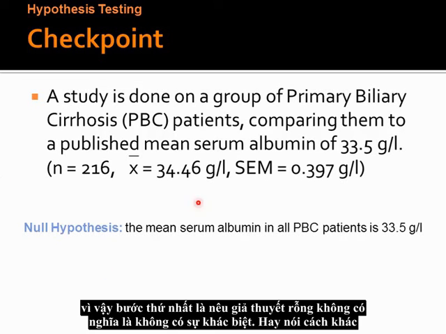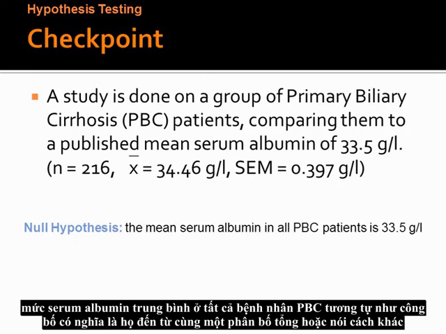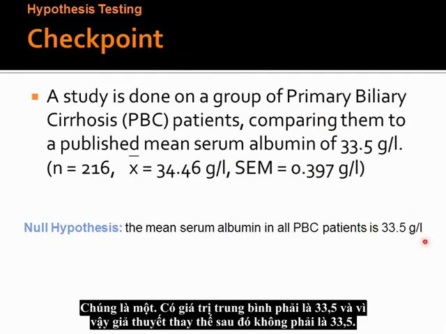Okay, so the first step was the null hypothesis. Null hypothesis means there is no difference, or in other words, the mean serum albumin in all PBC patients is similar to the published mean serum albumin, meaning they come from the same population distribution. Their mean value should be 33.5, and so the alternative hypothesis is that it is not 33.5.